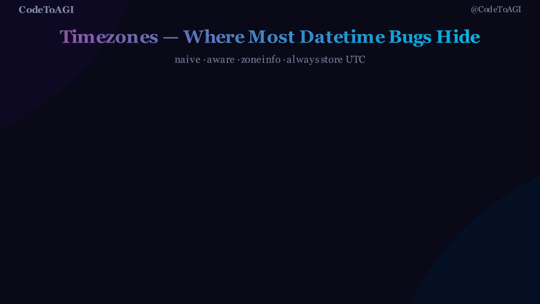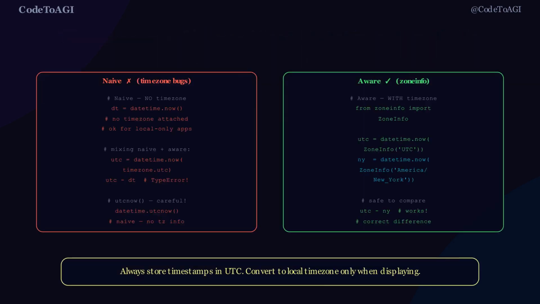Time zones are the most common source of datetime bugs. A naive datetime has no time zone info attached. An aware datetime knows exactly which time zone it represents. Never mix naive and aware datetimes. Python will raise a type error. Use zoneinfo, built into Python 3.9 and above. ZoneInfo of UTC or of America/New_York. datetime.now of ZoneInfo of UTC, time zone aware, safe. Always store timestamps in UTC. Convert to local only for display.